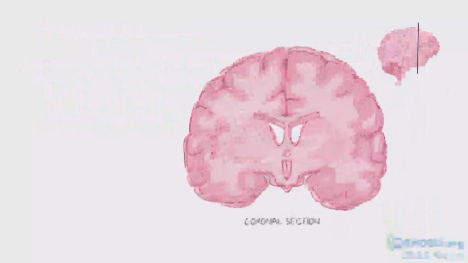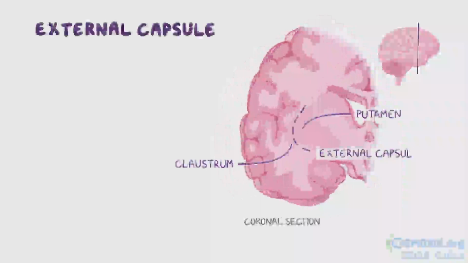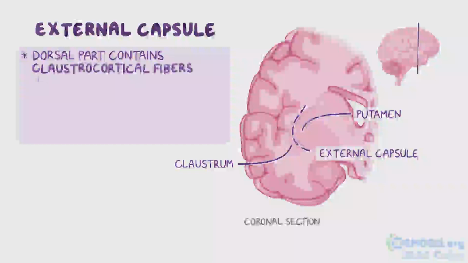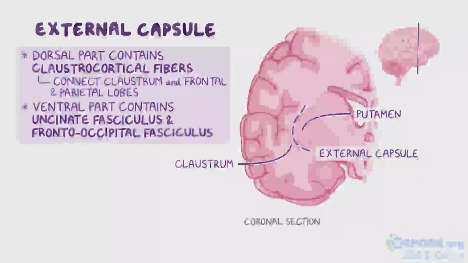Good. Now that we've covered these fibers, let's make a coronal section through the brain and identify a few more white matter structures. As you can see here, between the putamen and the claustrum, there's a thin sheath of white matter called the external capsule. Its dorsal part contains the claustrocortical fibers, which run between the claustrum and the frontal and parietal lobes, while the ventral part contains fibers of the uncinate fasciculus and fronto-occipital fasciculus that we previously discussed.